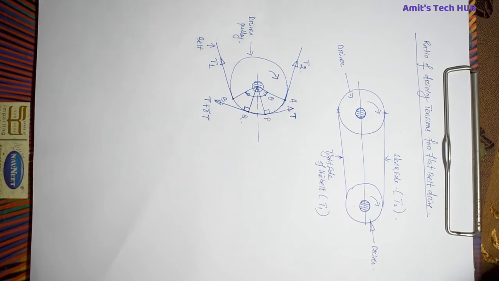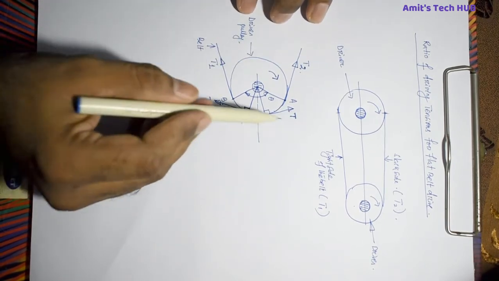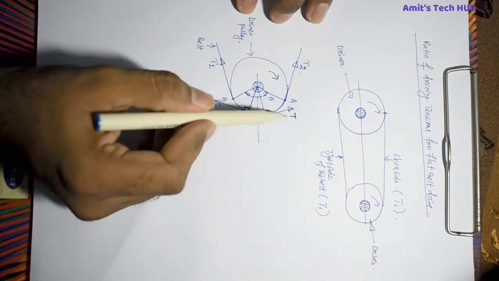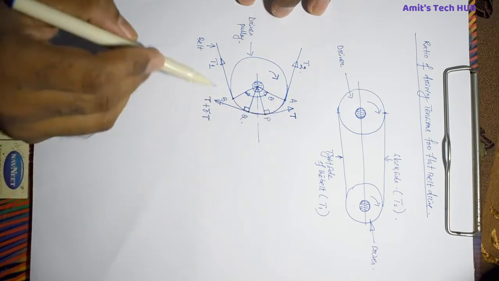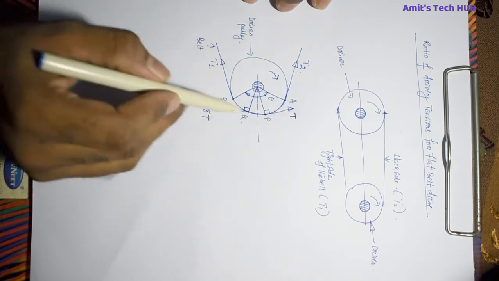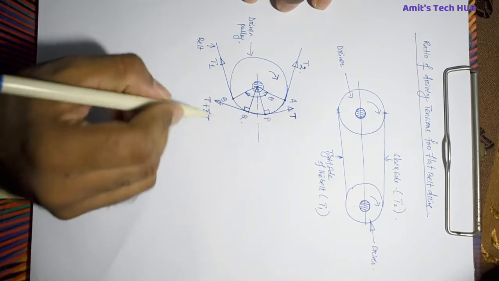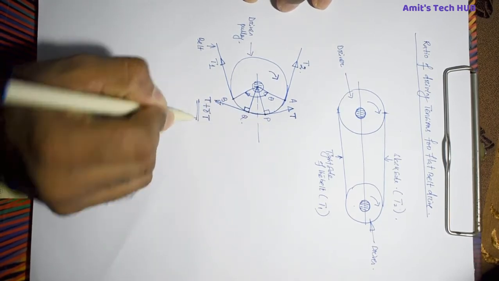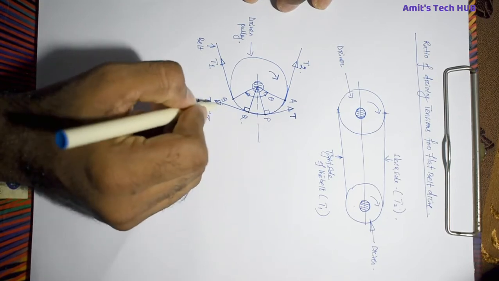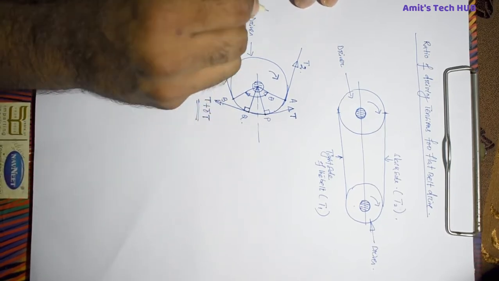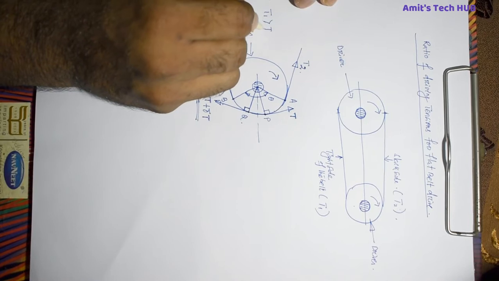Okay, so remember that this T1, T2 and this T plus del T and T are different, because this is for the whole of the belt and this is for a small portion of the belt. Here you can see why I am taking T plus del T: this side tension will be more, because here also T1 is greater than T2.